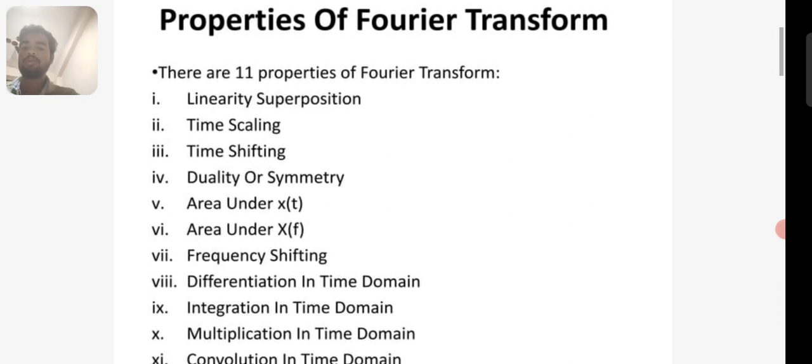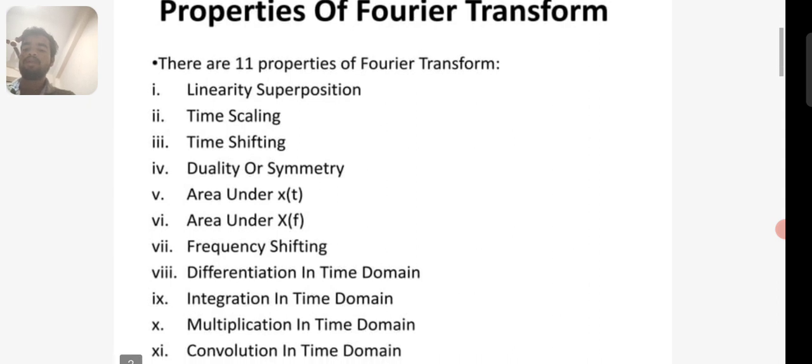First one, linearity, superposition, time scaling, time shifting, duality or symmetry, area under x of t, area under x of f, frequency shifting, differentiation in time domain, integration in time domain, multiplication in time domain, convolution in time domain. There are 11 properties of Fourier transform.